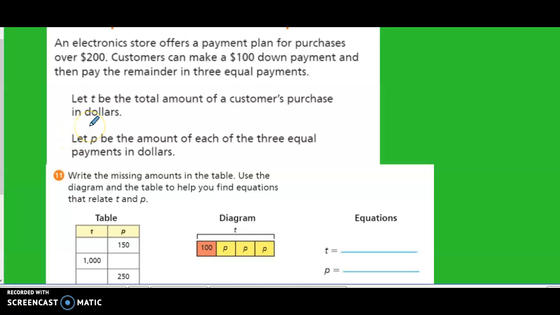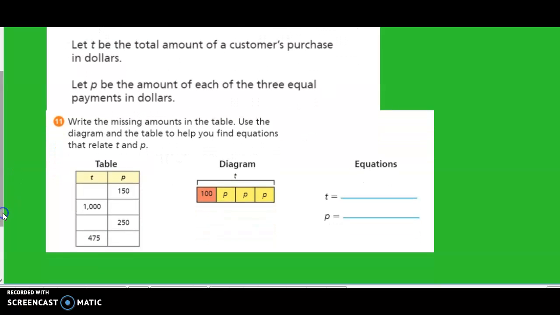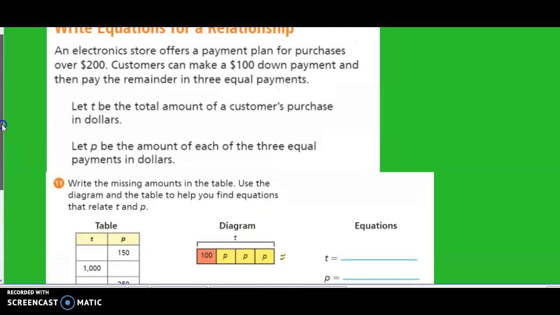So they define the variables for us. T will be the total amount that the customer has to pay in dollars, and P will be the amount of each payment in the payment plan, in dollars as well. Here we have to figure out the missing amounts in the table. So we have to do some math work. We have the diagram to help us. Either way, the end of this is the total cost of the electronics at the electronics store.